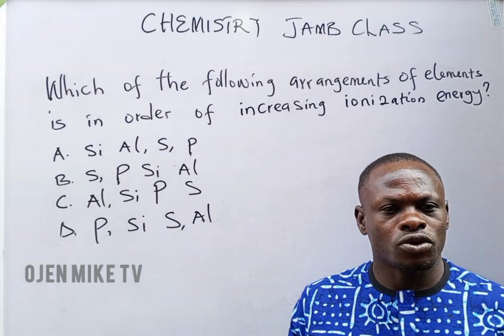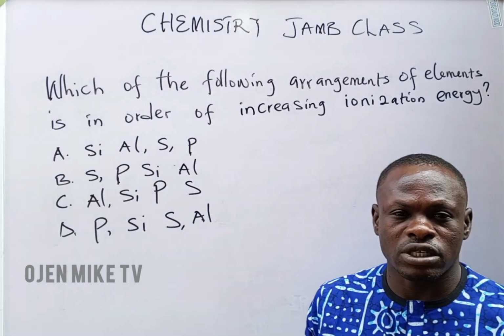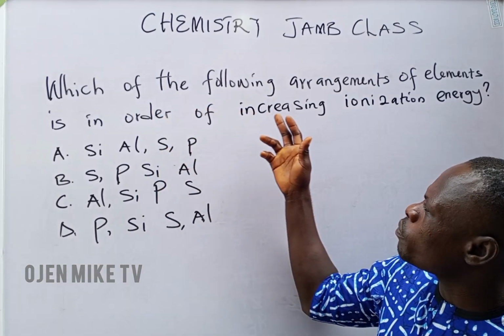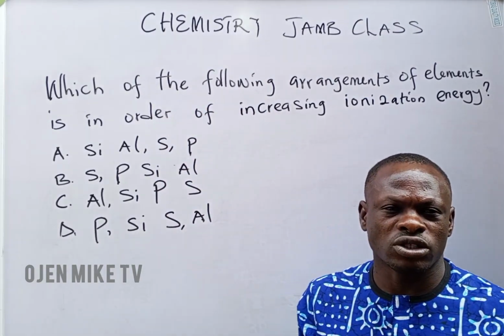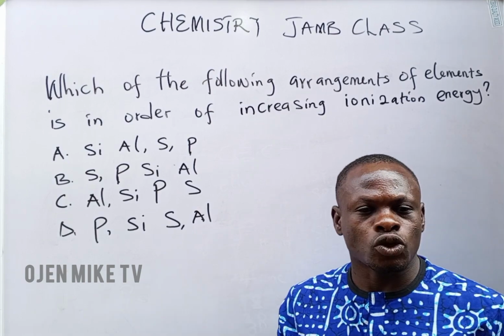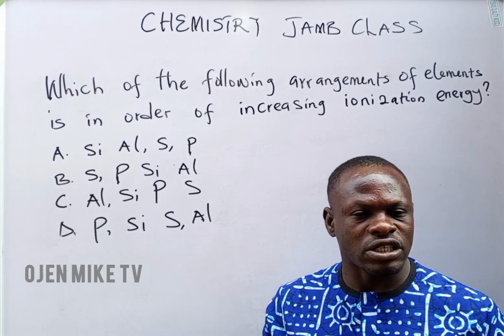In our previous video, we already looked at atomic radius as one of the properties of the periodic table. This is another property, which is what? Ionization energy. We have other properties such as electronegativity, electron affinity, metallic property, non-metallic property, and so on and so forth.